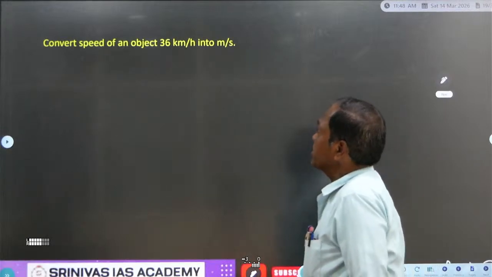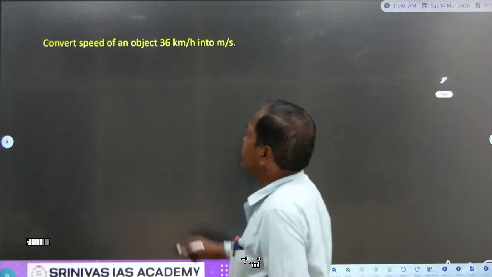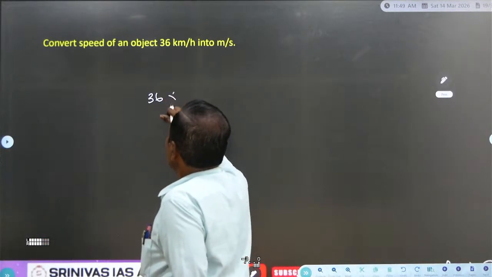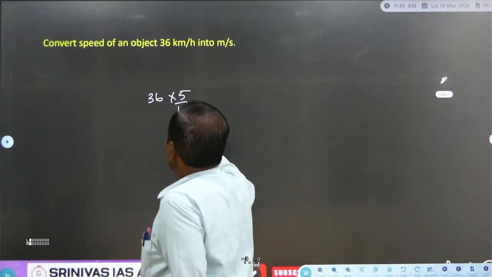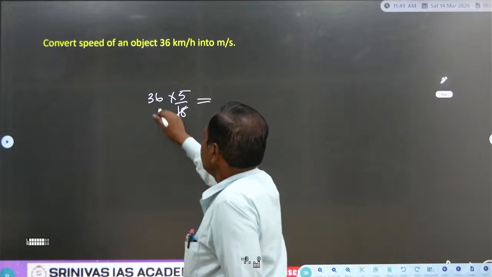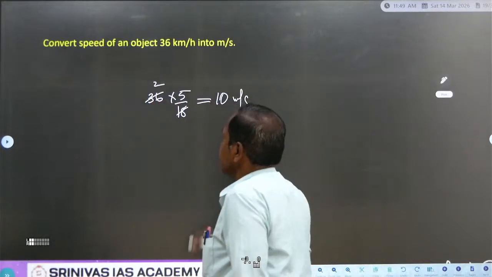Convert the speed of an object, 36 kilometers per hour, into meters per second. Conversion: multiply 36 by 5 by 18. 18 ones are 18, 18 twos are 36. So it is 10 meters per second.